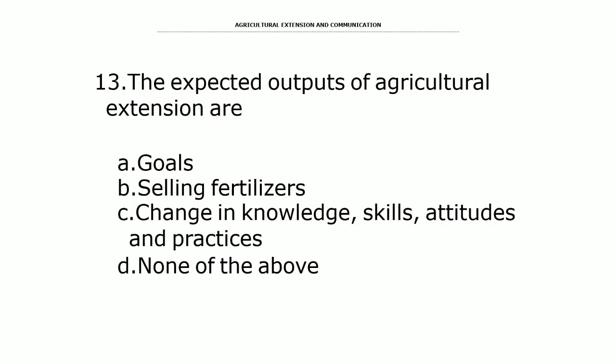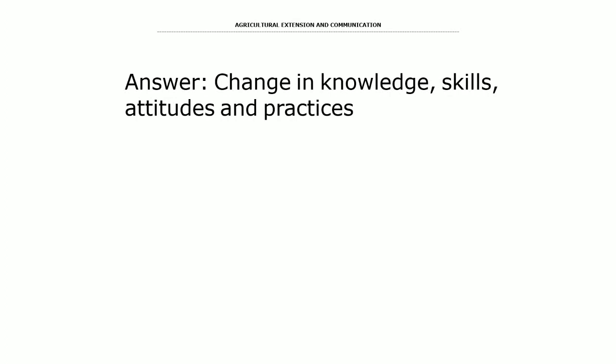Number 13. The expected outputs of agricultural extension are A. Goals. B. Selling fertilizers. C. Change in knowledge, skills, attitudes, and practices. Or D. None of the above. The answer is change in knowledge, skills, attitudes, and practices.